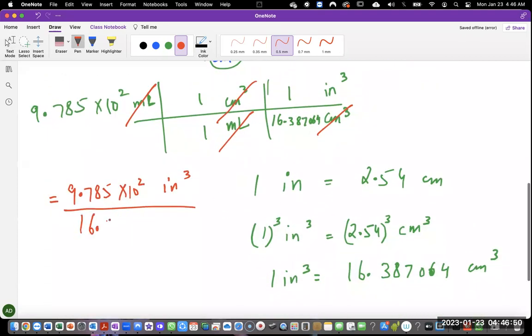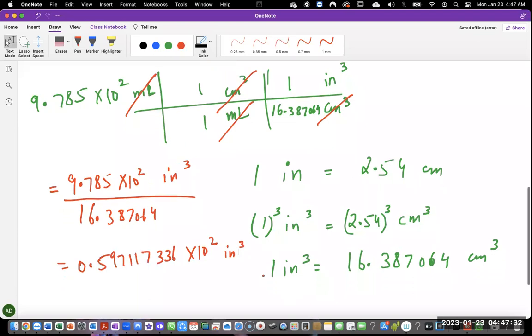Okay, so let's go back here. The bottom number is 16.387064, right? So what are you basically doing is just you're gonna divide those two numbers. So 9.785. So if you want, you can multiply it with 10 to the power 2, or you can just take 9.785 and divide it by 16.387064. So the number that I get when I divide those two numbers, I get 0.597117336. Okay, and I still have that 10 to the power 2 left over, and then the inches cubed.